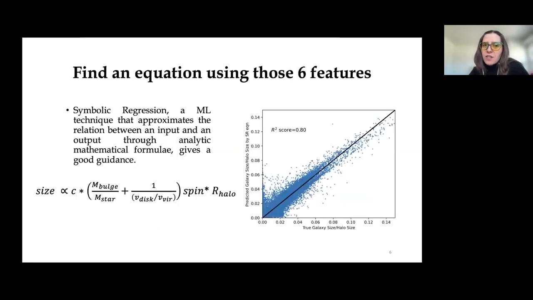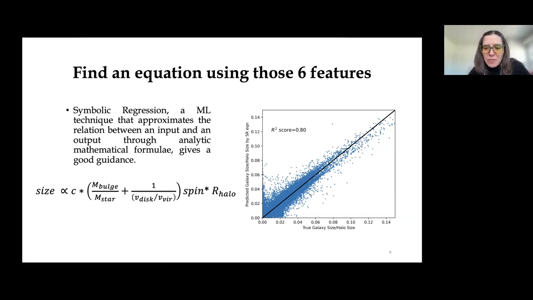Now, using this set of core features, we search for a physical model. We start by using symbolic regression, a machine learning technique that approximates the relation between input and output through an analytical mathematical formula. And the result that symbolic regression gives us is the equation you can see on the screen. This is a promising equation. The variables and the ratios here all make sense physically, and the performance of the model may not be great, but it is very promising.